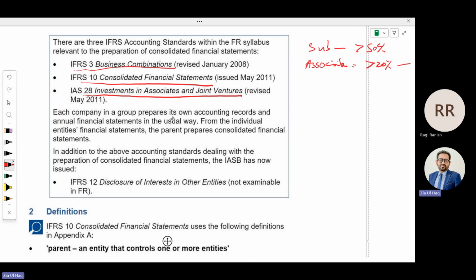Each company in a group prepares its own accounting records and annual financial statements in the usual way. From the individual entities' financial statements, the parent prepares consolidated financial statements. Only the parent will prepare consolidated financial statements. In addition to the above accounting standards dealing with the preparation of consolidated financial statements, the IASB has now issued IFRS 12, disclosure of interests in other entities. There is another accounting standard about disclosure, that is IFRS 12.